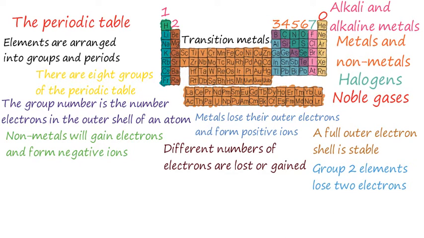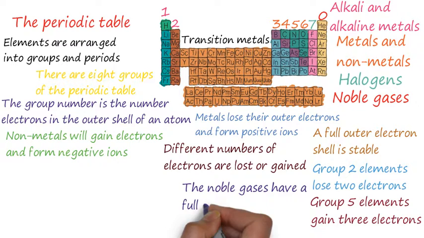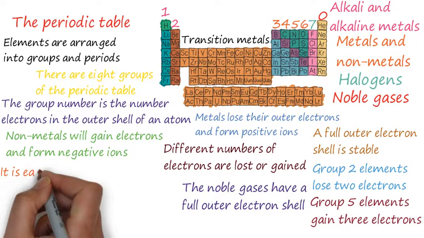For example, an element in group 2 needs to lose 2 electrons, and an element in group 5 will need to gain 3 electrons. The elements in group 0, the noble gases, already have a full outer electron shell, because they have 8 electrons in their outer shell, or 2 electrons in the case of helium.